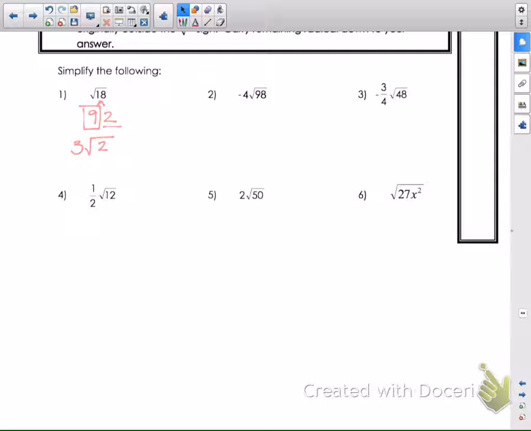Let's try one like 2. Now, the difference between 1 and 2, there's one big difference here. What is it? There's already a number outside. Okay? Right now, we're just going to hang on to that -4 and bring it down. It's going to get multiplied by anything that I bring outside. Okay? But we're not going to deal with it on the inside. Now, let's look at 98.